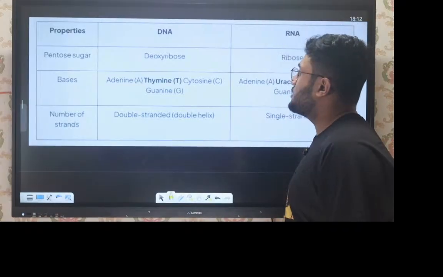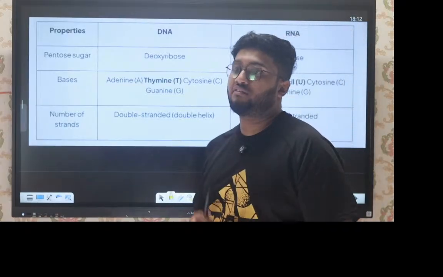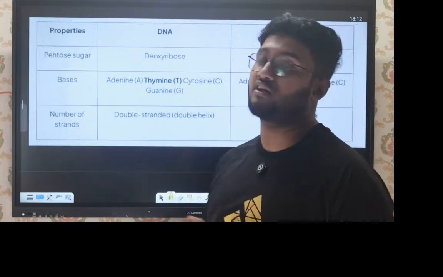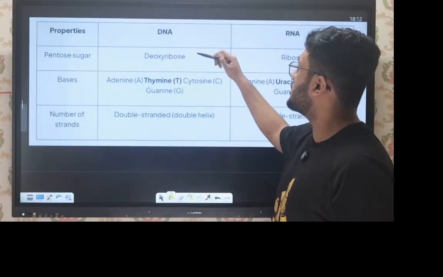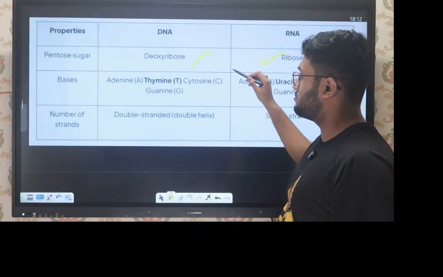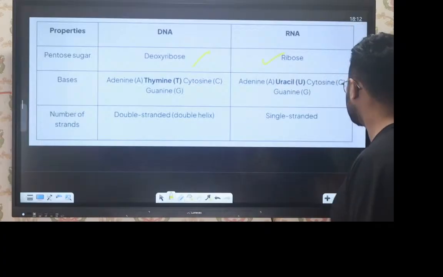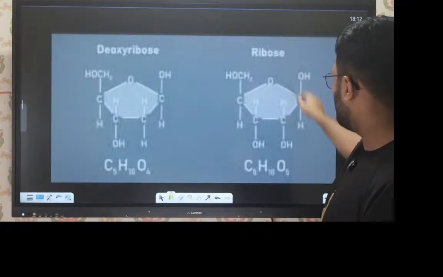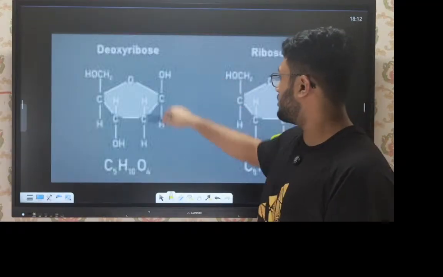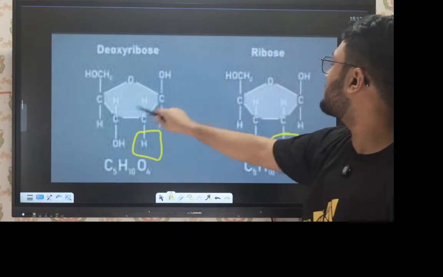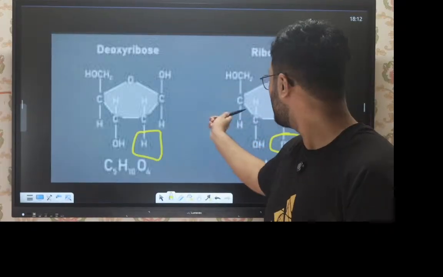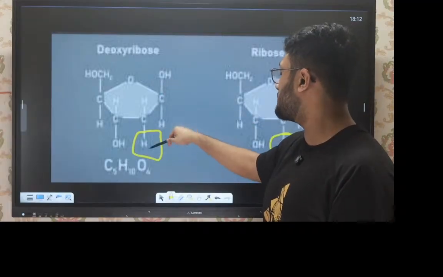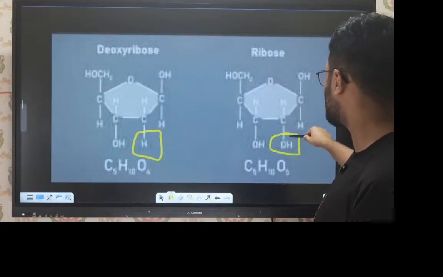So this is just a table that differentiates between DNA and RNA. Usually they will say compare DNA and RNA. DNA is deoxyribose, RNA is ribose. We'll learn how to understand deoxyribose and ribose. As you can see here, ribose has this extra OH and deoxyribose doesn't have that OH. Other than that, the whole structure is the same. The only difference is that on the carbon 2 position, deoxyribose has an H and ribose has an OH.